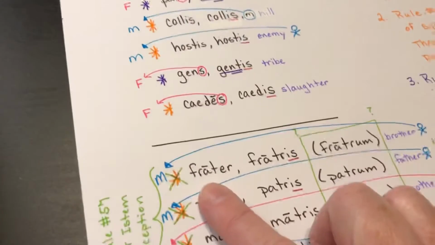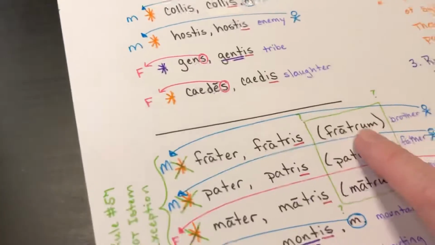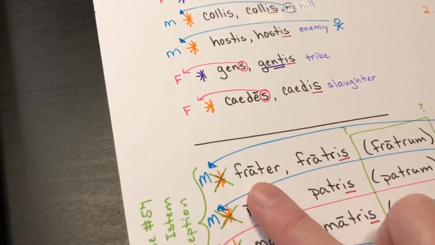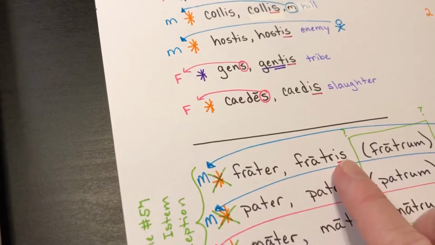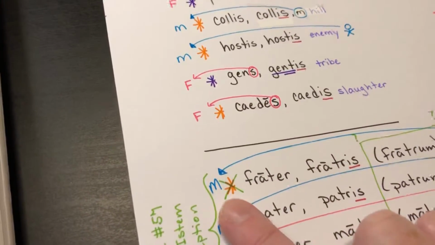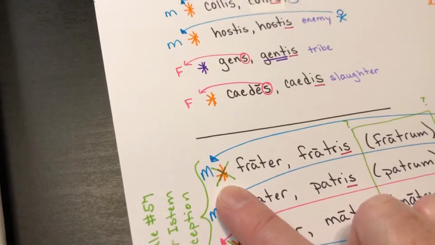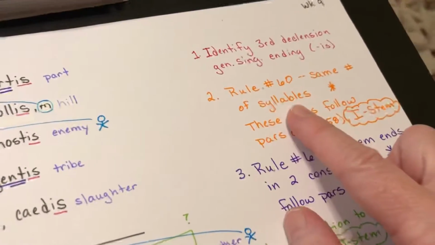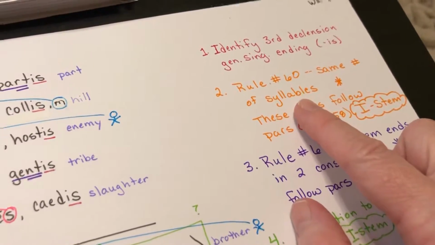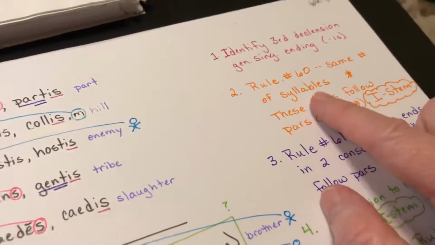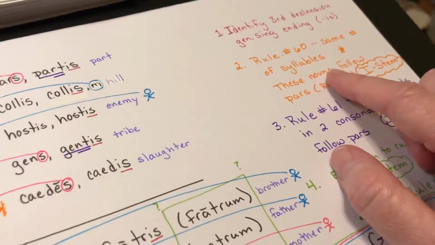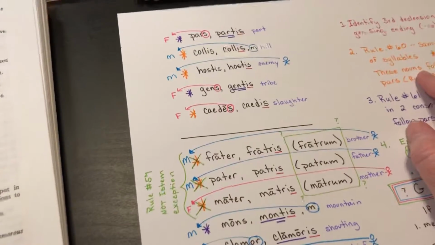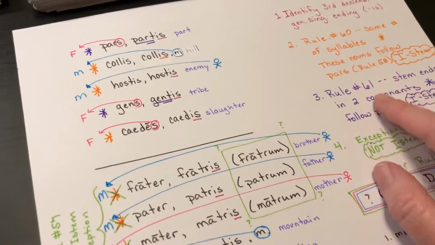At this time, I did not get into the fact that this is going to be an exception, but I went ahead, frater, fratris. Yep, 2 syllables. We did go ahead and mark it with the orange asterisk to begin with. And we walked all the way through the nouns looking for, do they have the same number of syllables? Once we identified the ones that did, which are the ones with the orange stars, we moved on to rule 61.